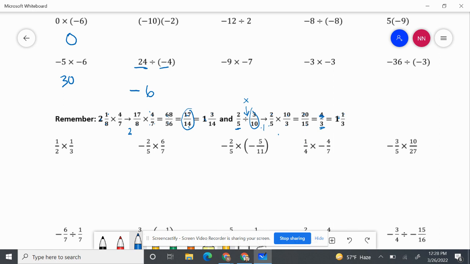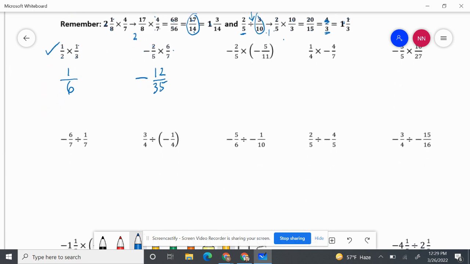So looking at a couple of these, let's just start off with our easy one. 1 times 1 is 1. 2 times 3 is 6. With this next one, negative times a positive is a negative. 2 times 6 is 12. 5 times 7 is 35.